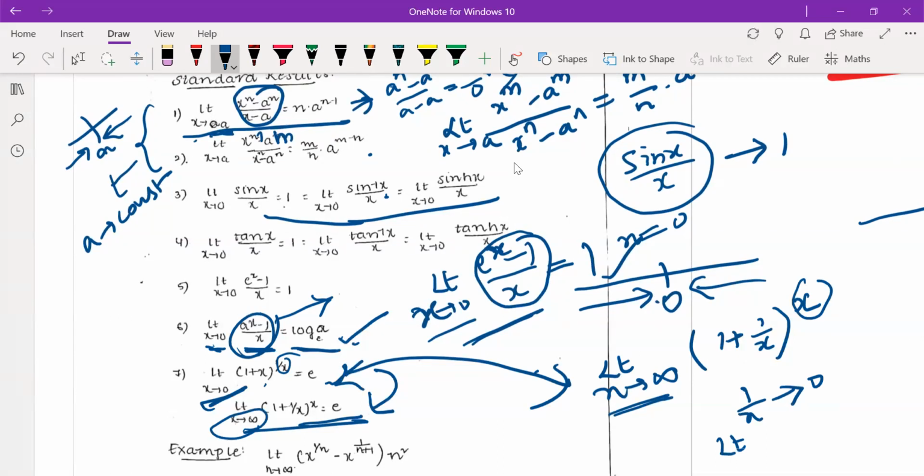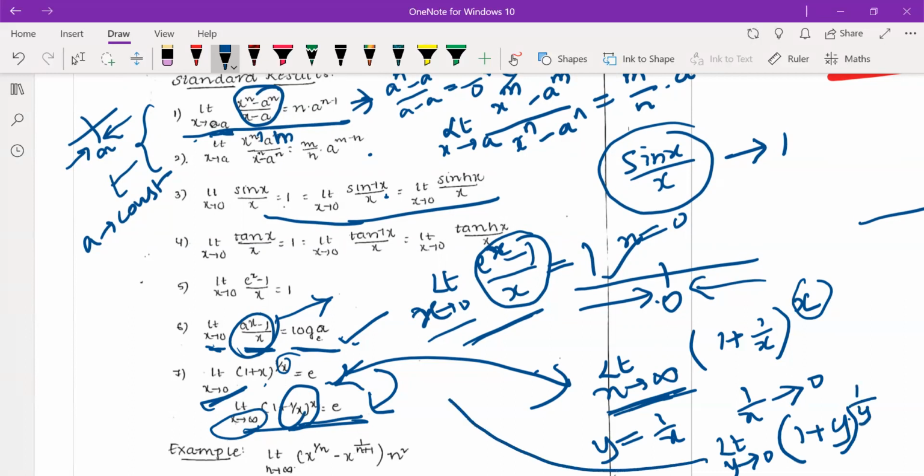Let us consider y equal to 1 by x. If x tends to infinity, then y tends to 0. Then 1 plus, it is given 1 by x here, so 1 by x will be y and whole power x equal to 1 by y. So this looks similar to this one. So the answer will be e.